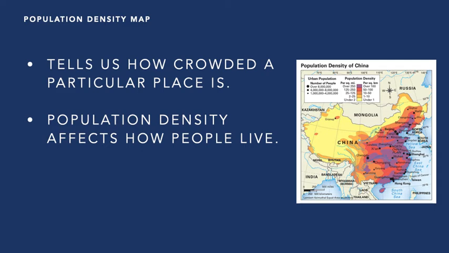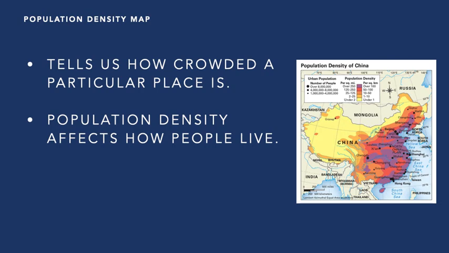The next type of map we are going to talk about is a population density map. And population density maps are going to tell us how crowded a particular place is. And if you would like to know how to find the population density of a place, you're going to divide the total number of people living there by the location's total land area. That's simple. But a population density map is going to show you how crowded a particular place is. And population density is going to affect how people live in that area.